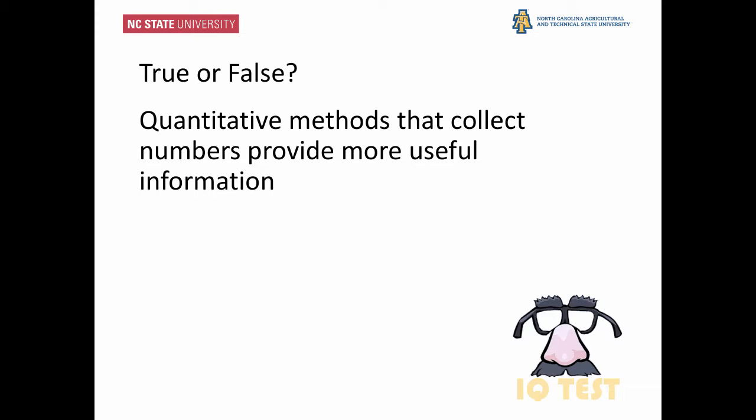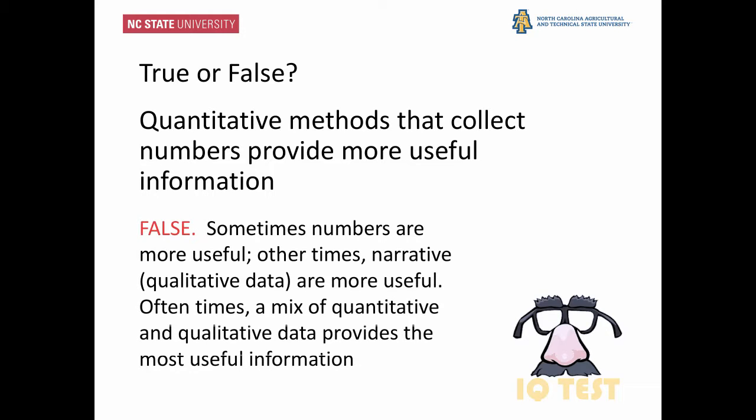True or false? Quantitative methods that collect numbers provide more useful information. False. Sometimes numbers are more useful. Other times, narrative or qualitative data are more useful. Oftentimes, a mix of quantitative and qualitative data provides the most useful information.